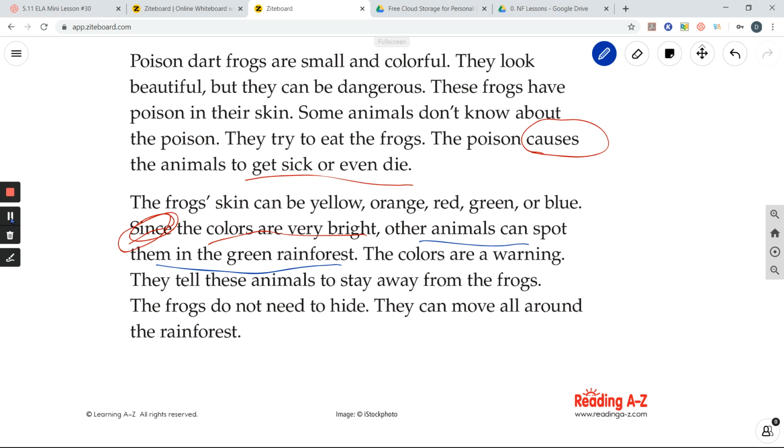When the animals see the bright colors, they stay away from the frogs. So this one cause has multiple effects. The bright colors let other animals see them in the rainforest, and also other animals stay away from the frogs.